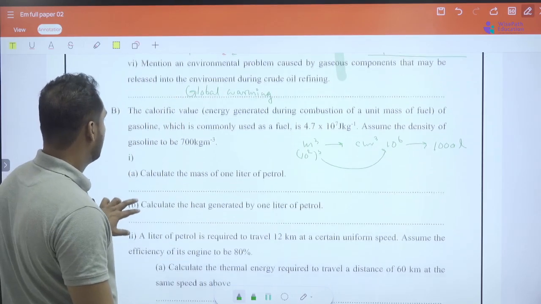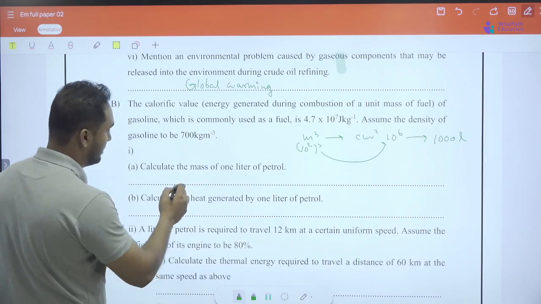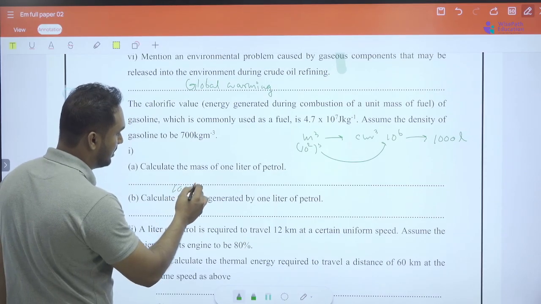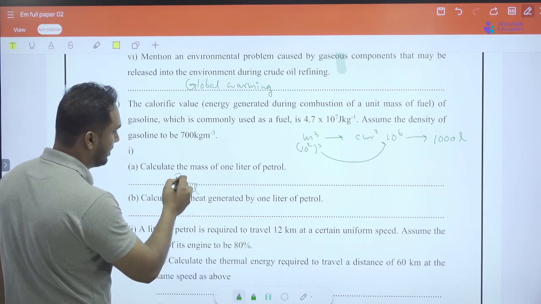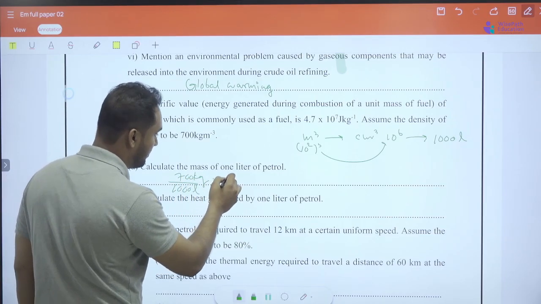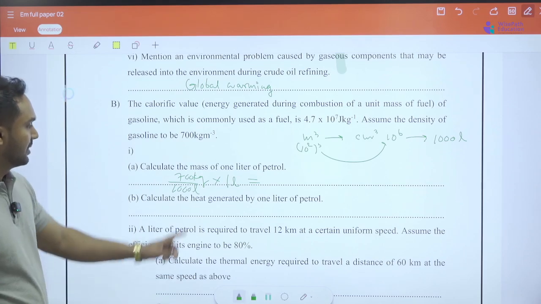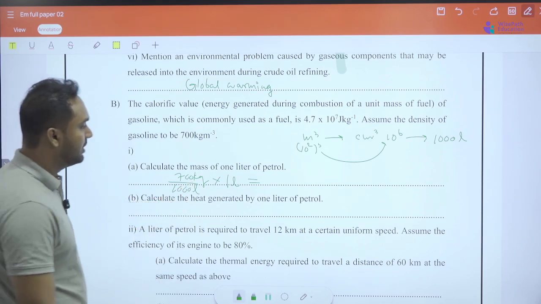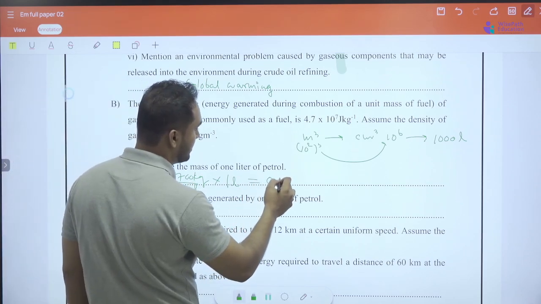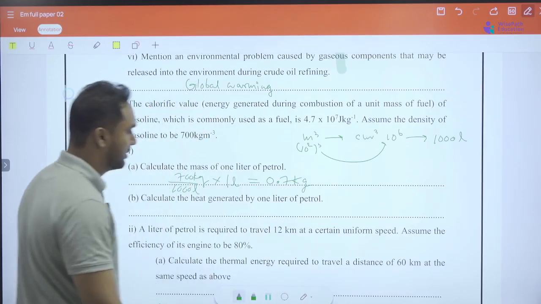So 700 kilograms are there in 1000 liters. You have to find per 1 liter, so that is how much? 0.7 kilograms.